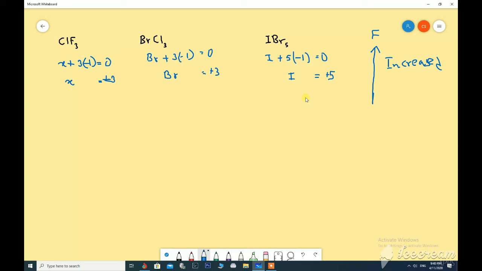Here the only rule you should remember is that fluorine has the highest electronegativity value. When moving up towards the top of the halogens column, electronegativity value increases.